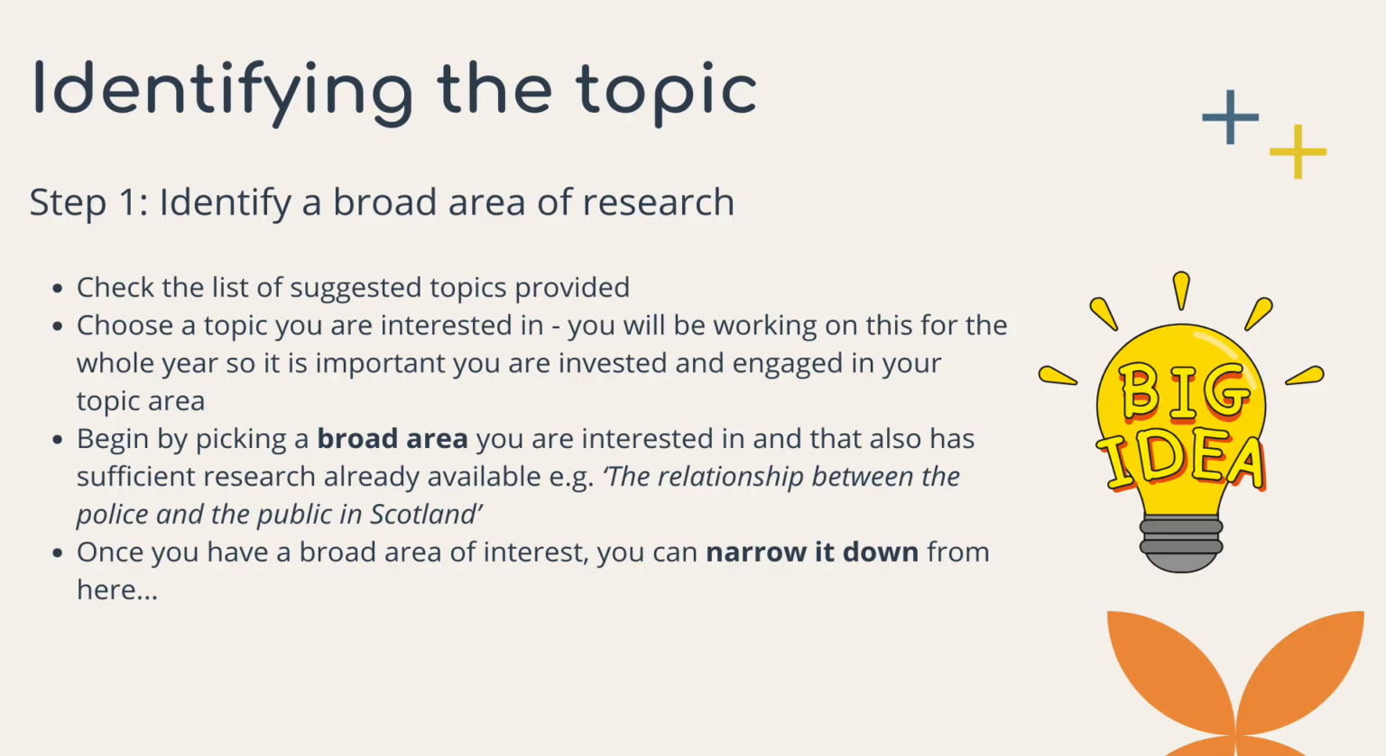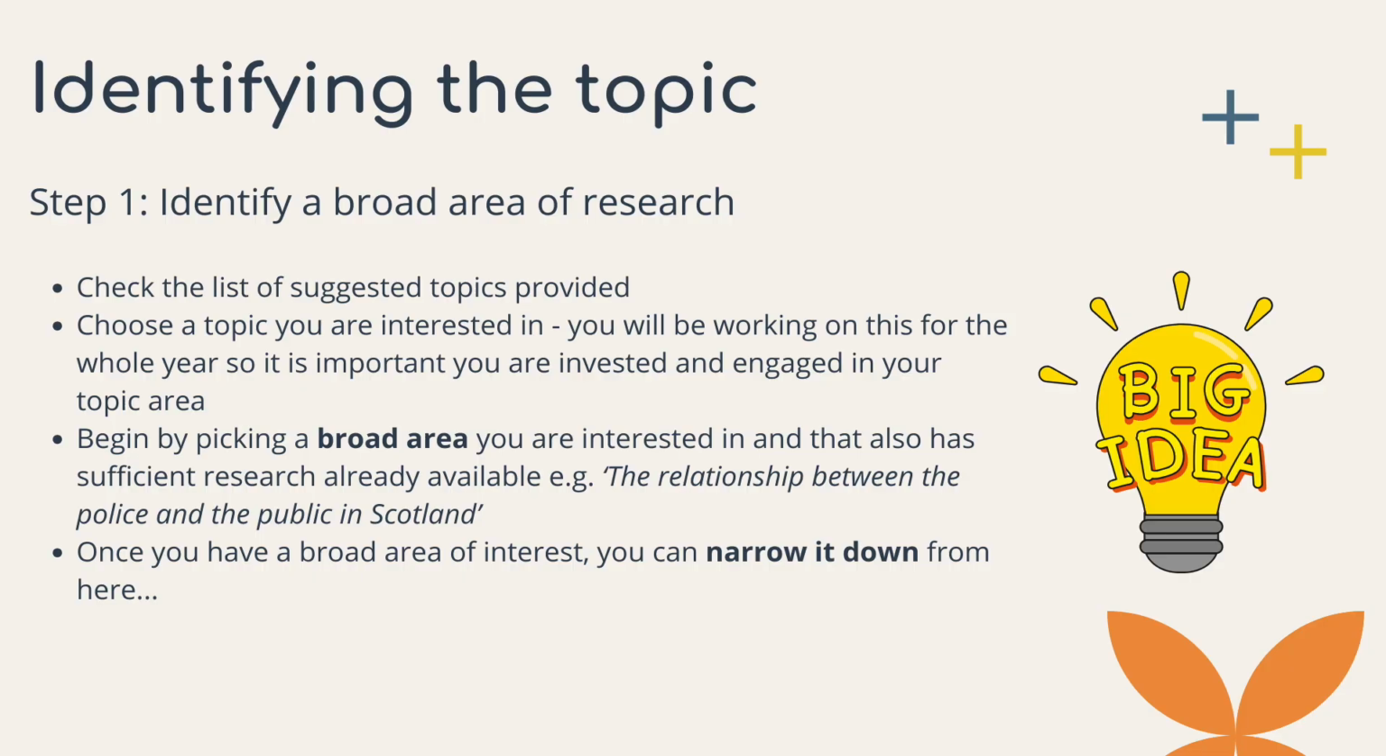The first step is identifying a broad area of research. This is the easiest step. Let's say you are really interested in a broad area of policing research, specifically in exploring the relationship between the police and the public in Scotland. This is a very broad area, but also one that has already been well researched, meaning that you will be able to identify relevant sources that support your hypothesis easily. However, you would not be able to research this for your dissertation.